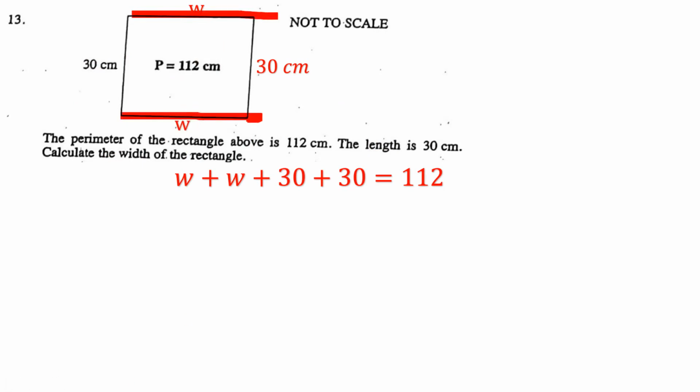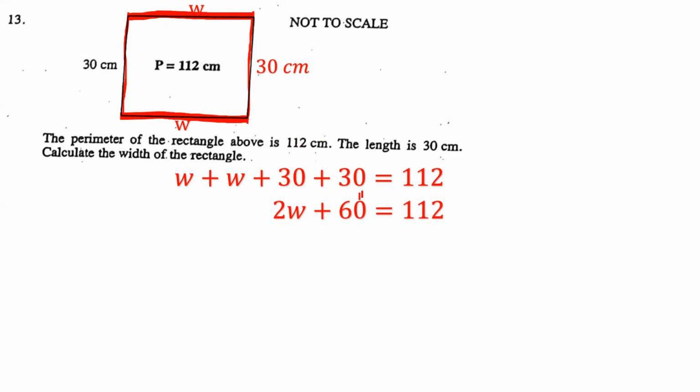So let me do it properly. So erase our link. So the perimeter is going to be W plus W plus 30 plus 30. So if we add up all of them together, that's going to be the perimeter. And they tell us that the perimeter is equal to 112. So let's add 30 plus 30. 30 plus 30 is going to be 60. And so we have 30 plus 30 is 60, and W plus W is 2W.